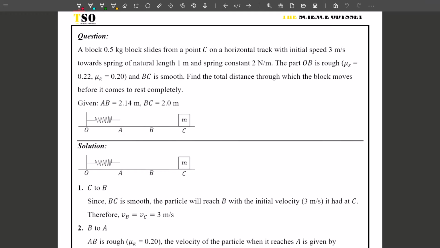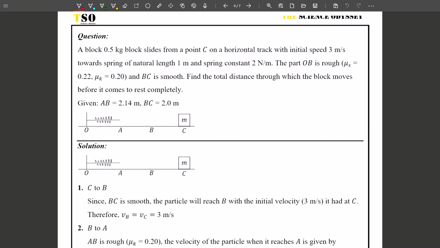Now let's discuss a bit of a tough problem where friction is also there. A block of 0.5 kg moves from point C with speed 3 meter per second towards a spring of natural length 1 meter, and the spring constant is 2 Newton per meter. The part OB is rough. This is the rough part. Find the total distance through which the block moves before it comes to rest.